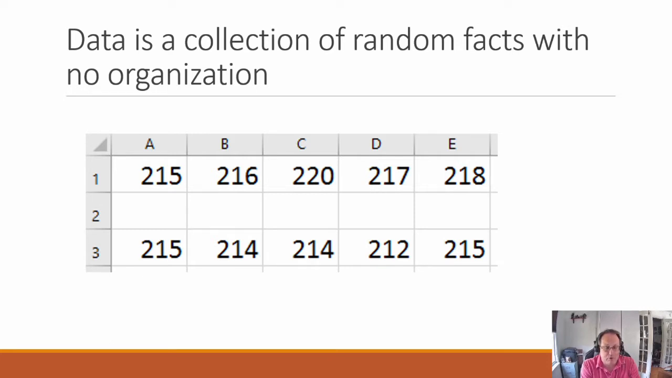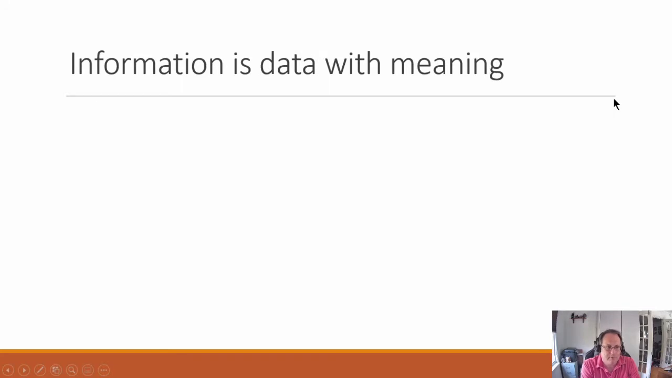As a computer person or as a business professional, you need to move beyond random facts. You need to put together information so that I can look at the chart and understand what these numbers are. That's where information comes into play. Information is simply data with meaning. It's the same numbers, but now it has context, or it has meaning, or it has an understanding. That context is really important.